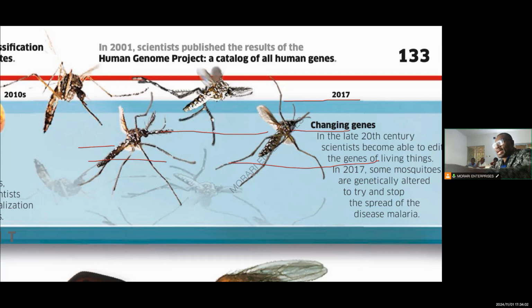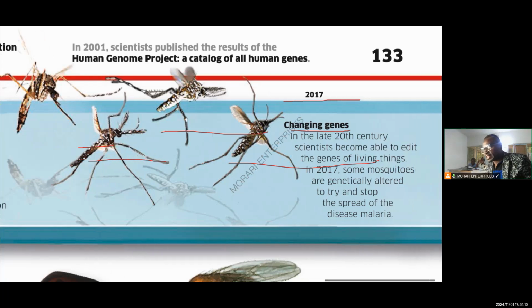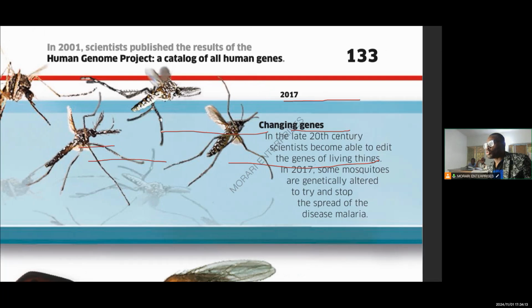And because of that, they will know that mosquitoes are not all the same. They have different genes. And then changing genes. In the late 20th century, what is the last year of the 20th century? 1999. Very good. So when you see 20th century, you have to go one number less before you start to count. 21st century starts from 20. 18th century starts from 17. 16th century starts from 15. So again, that's good. In the late 20th century, scientists became able to edit the genes of living things.